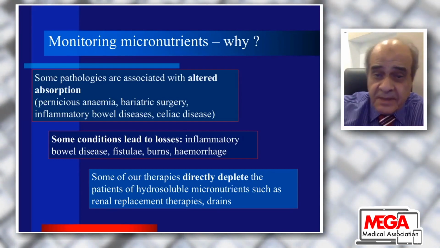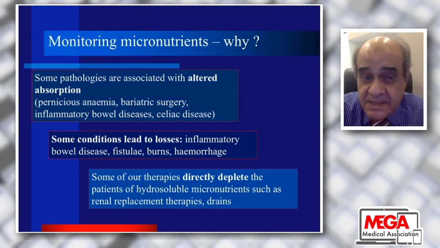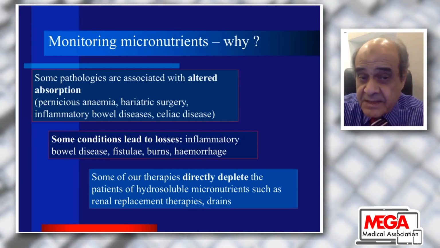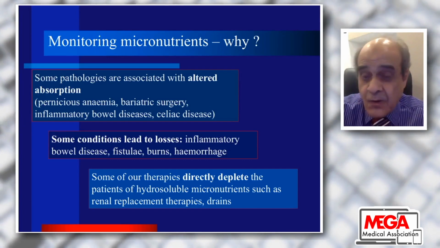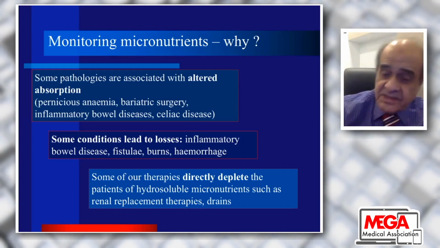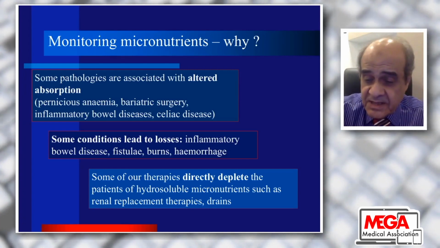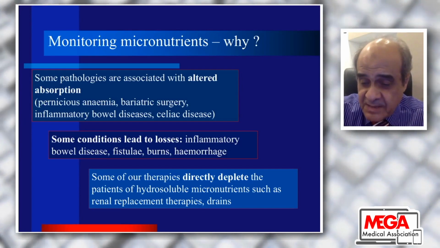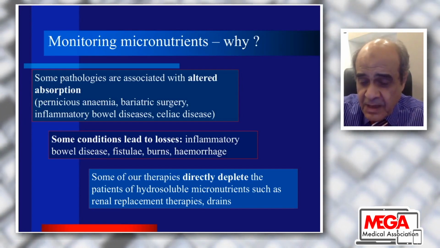Some therapy directly depletes the patients of micronutrients, such as renal replacement therapy, especially continuous veno-venous filtration and continuous venous hemodialysis filtrations, really pushing more of the trace elements to the effluent fluid coming from the machine.